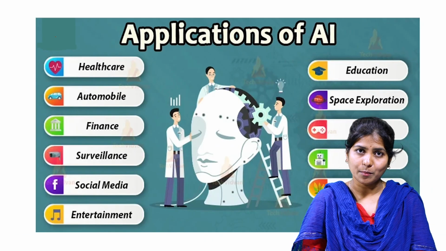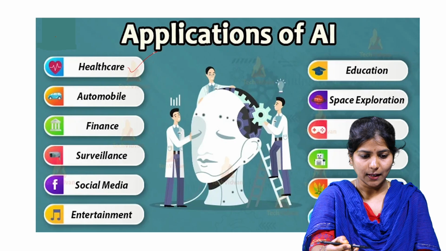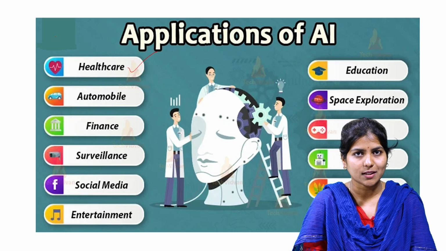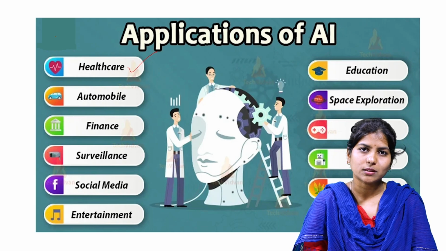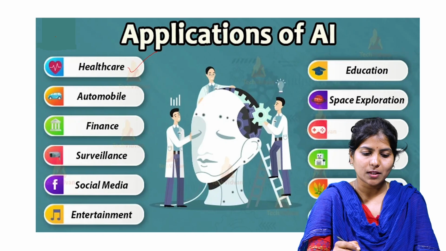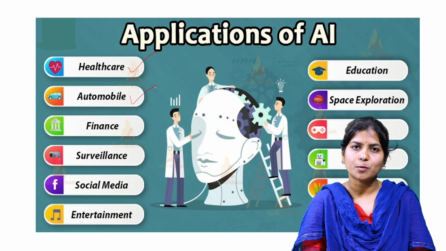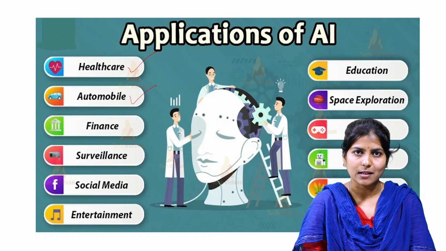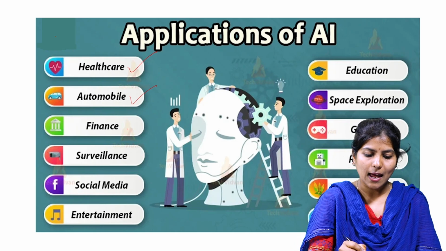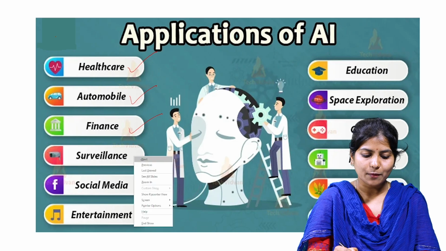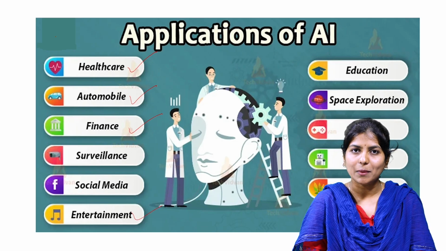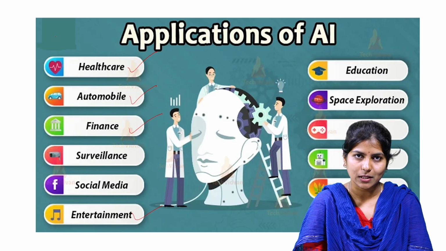As we saw in some use cases, first there is healthcare. In healthcare, AI is used to diagnose diseases, identify the type of disease, and give data to the doctors to diagnose early, so that these diseases can be detected. Next, in automobiles, we have self-driving cars, which automatically detect lanes and obstacles. Next we have finance, surveillance, social media, and entertainment. So like this, we have many applications where we can use artificial intelligence.